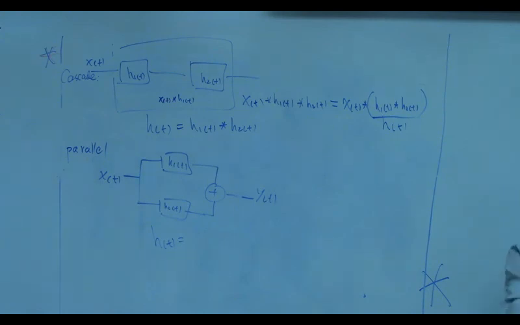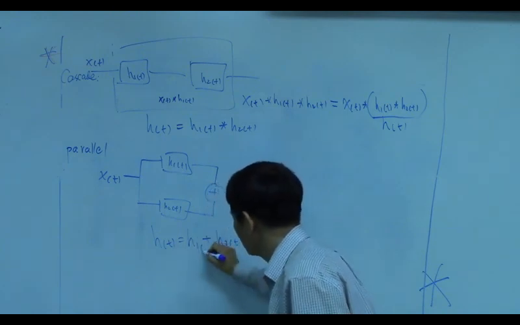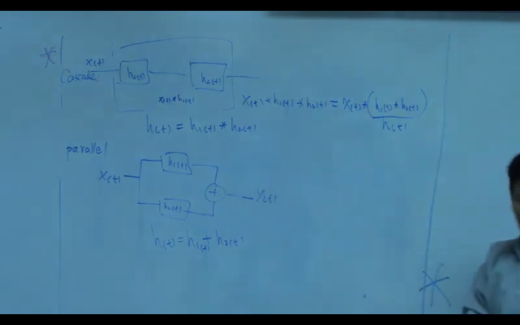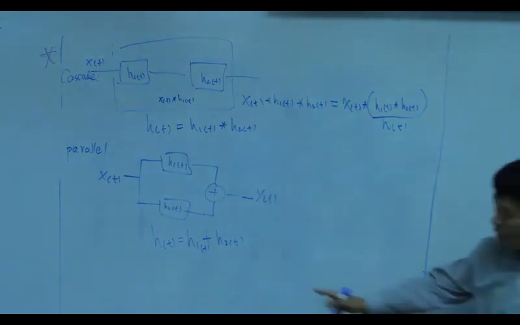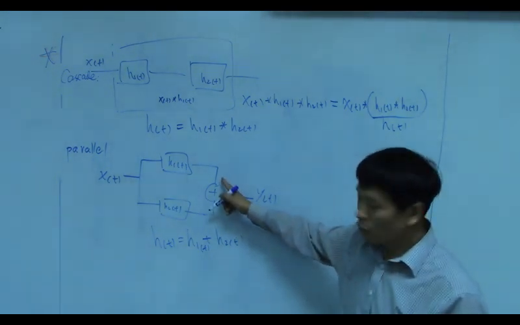H1 plus H2. Perfect. So this one will be H1 plus H2. Half point, yeah, half point. Okay, good. So that will be H1 plus H2. Why? Because what's the result here?